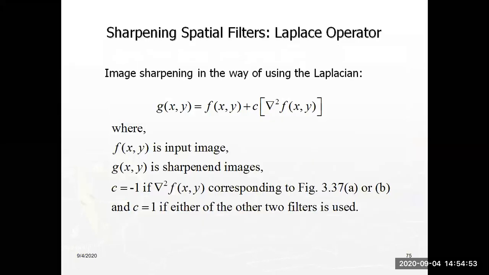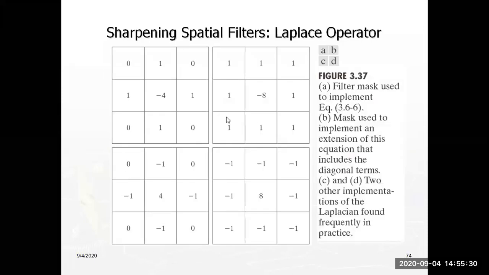Another one is the Laplacian. How we form the Laplacian operation on the image is given by g of x comma y equals f of x comma y plus c times the Laplacian operation. So in this case, this is the input image, and adding the Laplacian operation, you will modify your image as g of x comma y. That's what we are mentioning. f of x comma y is the input image, g of x comma y is the sharpened image. But there is a constant value c, and it is different for the first two and different for the next two. So for the first two masks, c equals -1. Next two masks, c equals 1.